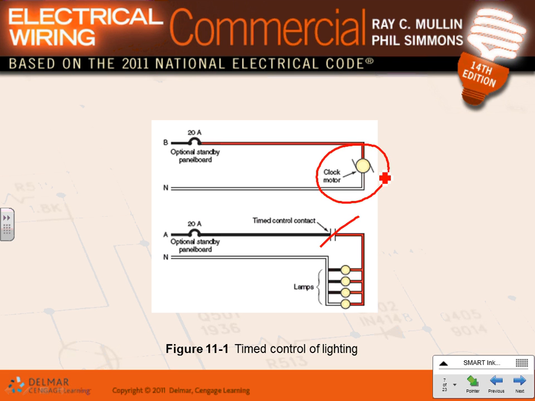When it kicks in between, what are we going to say? Let's just say from 6 o'clock in the evening until 6 o'clock in the morning. I want the parking lot light to go on, right? So you adjust it, and then at 6 o'clock p.m., this will close. At 6 o'clock a.m., it will open. You can see here's one way of wiring it.